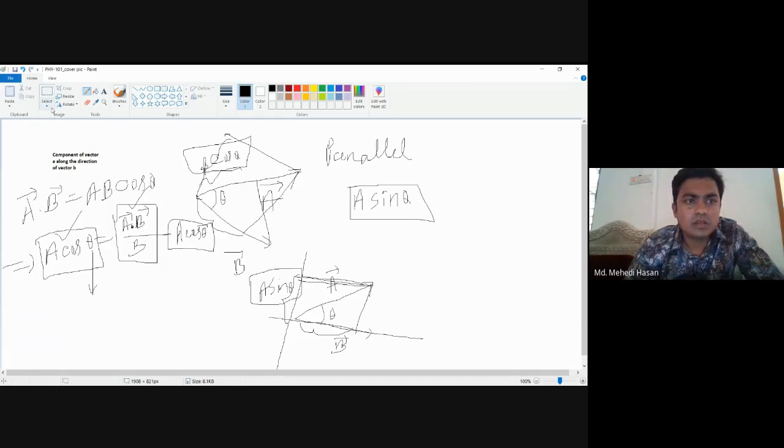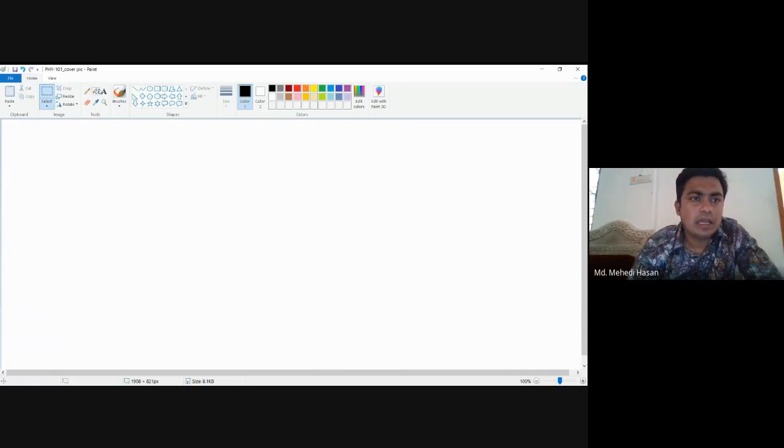Okay. So these are the components of a vector. All are related to the dot product of two vectors. Now, before going to the cross product, I just want to share a question pattern. Basically, it's a question set like that.